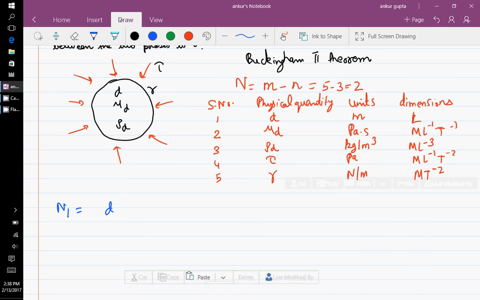So I'll say d raised to the power of x1, mu d raised to the power of x2, rho d raised to the power of x3, and tau raised to the power of x4. I'll say my dimensionless number N1 is in this form. And you can ask, why do we need 4 variables? Why not 2 variables, and why not 3 variables?